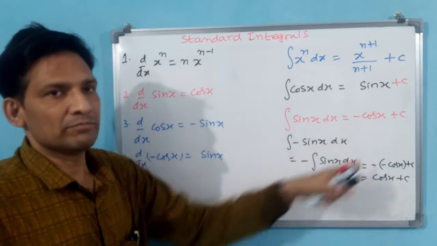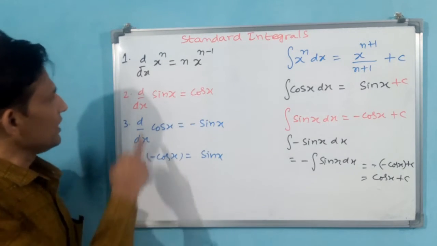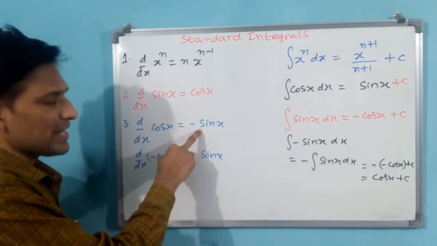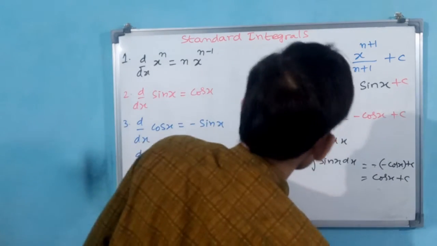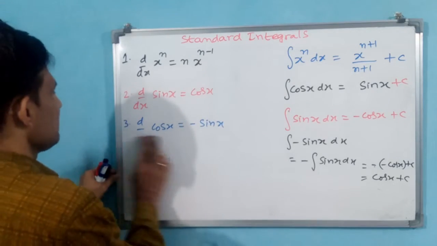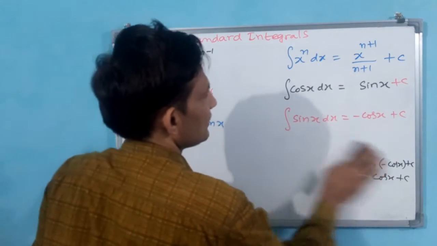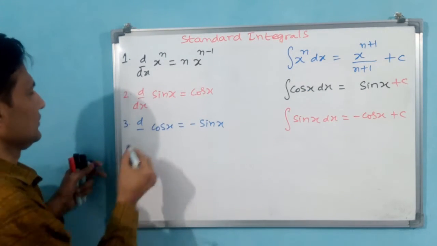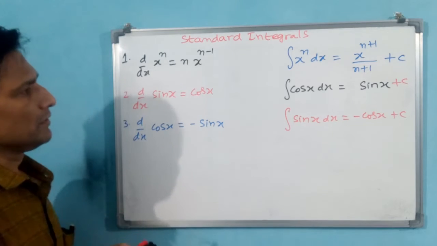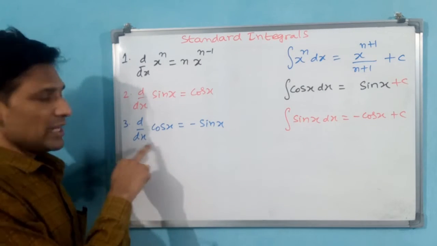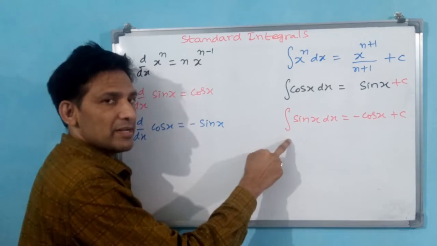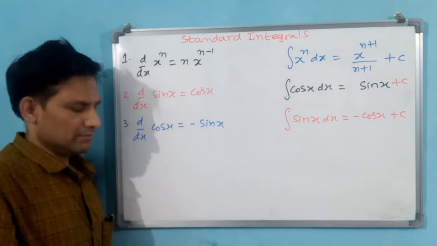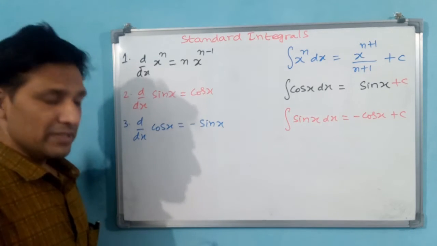Whatever may be the output, it will come. That is different. Here also in the standard, don't write minus; you write only cos x, the minus result will come. That you have to understand. Here I will remove this. Understand this? Here d by dx of cos x is minus sin x, but integral sin x is equal to minus cos x plus c. Plus c is a must.